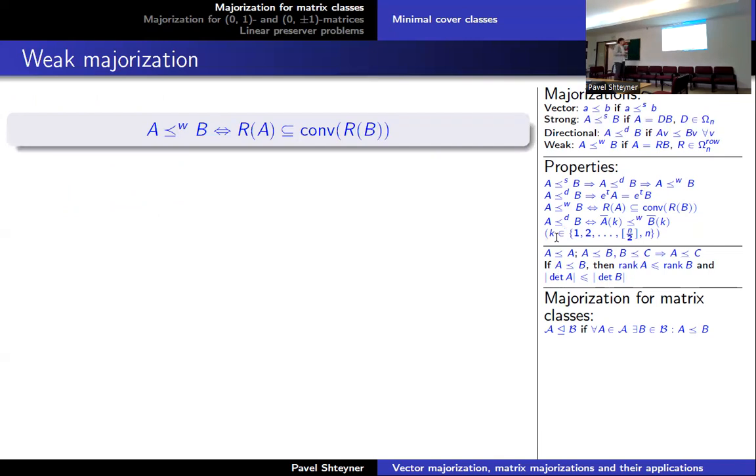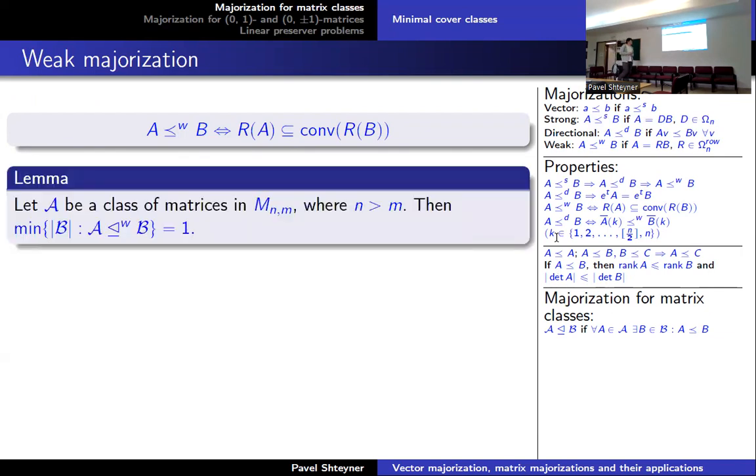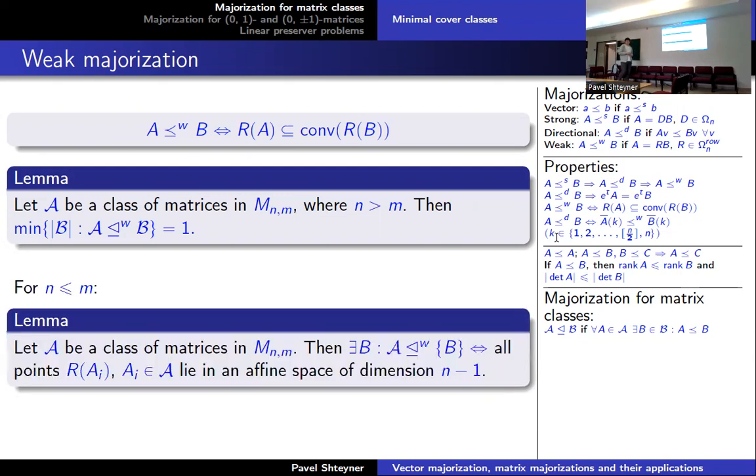So what can we say about weak majorization? Here we have the revival of this characterization, the geometric characterization. First of all, it is quite clear that if you consider matrices with more rows than columns, then the answer is always one. Because, for example, every point in two-dimensional space, you can put inside a triangle.